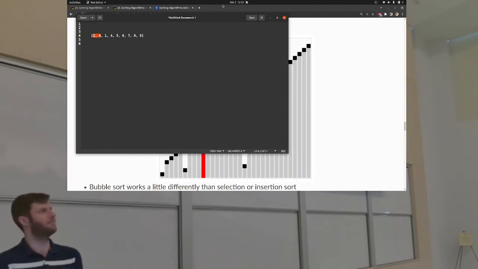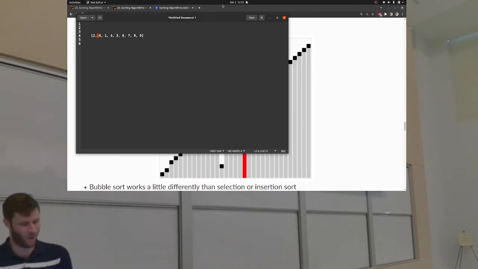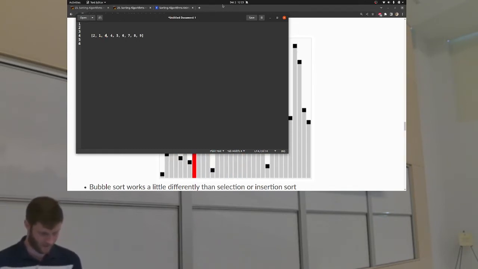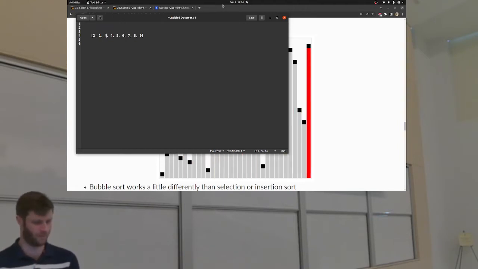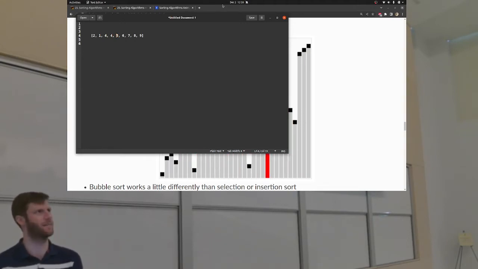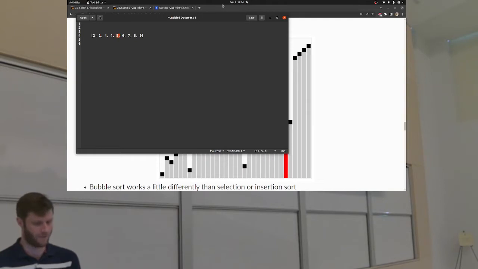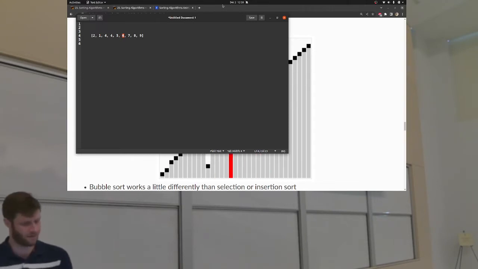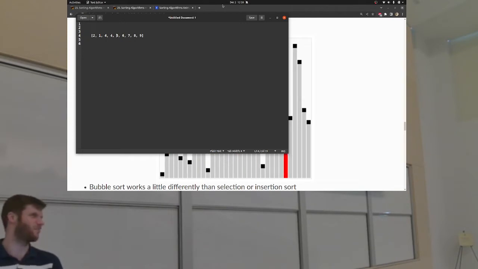2 and 4, are they in order? Yes. I tried to trick you. 4 and 1, do I swap them? Yes. 4 and 4, do I swap them? No. 4 and 5, do I swap them? No. Wait, did I put 6 or 7 last time? 7. Okay, 5 and 6, do I swap them? No. All right, great, done. Is it sorted? No. But 6 is where it belongs. 5 is too, but that's just dumb luck.